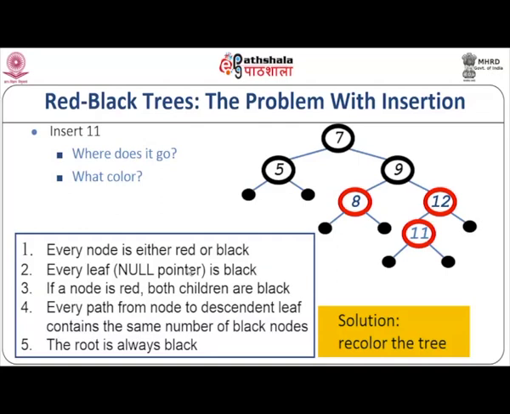Now, suppose you insert 11, you have 11 there. If you color it red, what will happen? Property 3 is violated. If you color it black, what will happen? The path property is violated, because through 9 the path has only 1, but when you go from 9 through 11 you have 2. So, property 4 is violated. So, the solution is to recolor the tree.